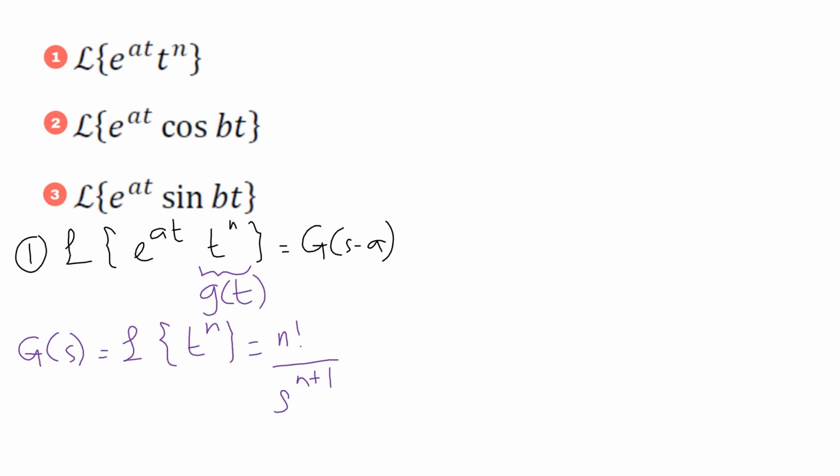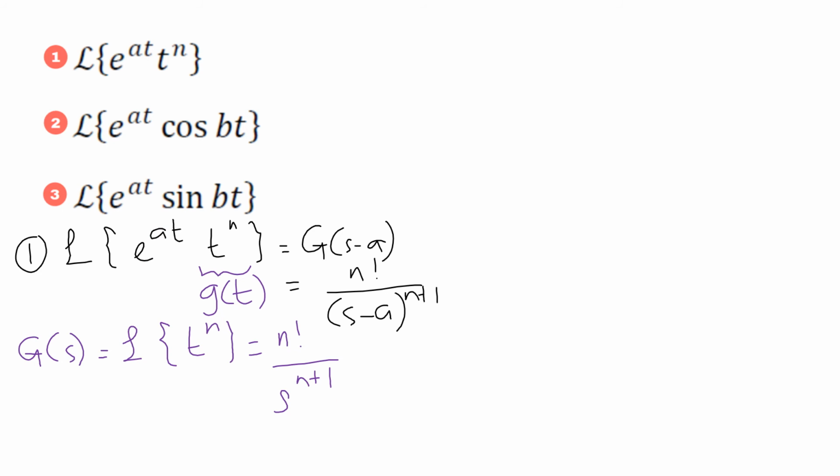So therefore, the solution of the Laplace of e to the power of at times t to the power of n: you need to shift G(s) to G(s minus a). Then this equals n factorial divided by (s minus a) to the power of n plus 1. So every time you need to find the Laplace transform of e to the power of at multiplied by t to the power of n, this will be the general solution. You just need to substitute the value of n based on the power of t, and also the value of a based on the power of the exponential.